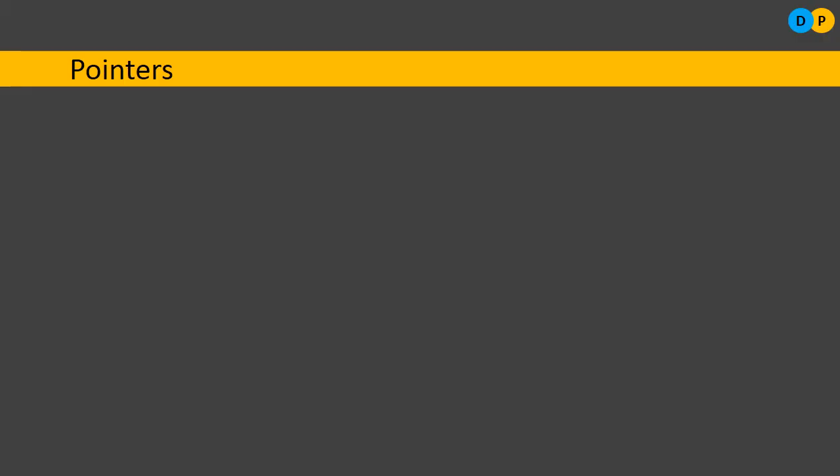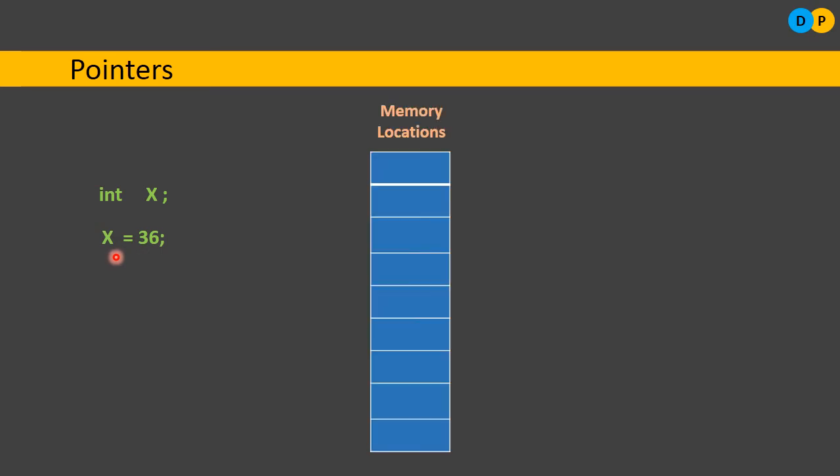So, what is a pointer? Let me consider here a variable x. It is an ordinary variable, as you can notice here. It is an ordinary variable of type integer. Let us say that the variable x is holding the value 36. So, we have assigned the variable x with the value 36.